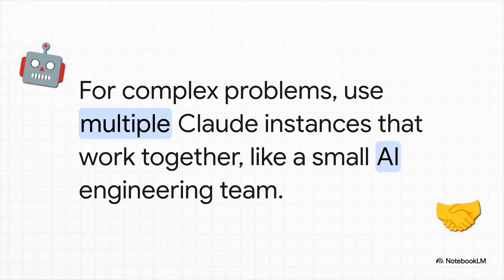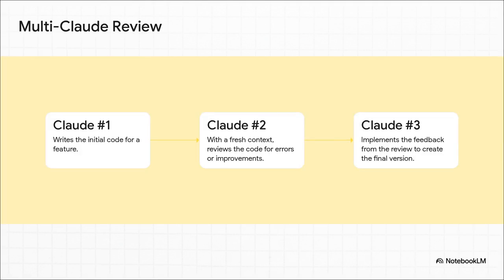And now for the truly ultimate technique. For the really complex, tricky problems, the most advanced users are taking it to a whole other level. They're not just using one instance of Claude. They're orchestrating multiple instances that collaborate with each other, almost like a tiny AI engineering team. A perfect example is a review workflow like this. You have one Claude instance, your coder, write the initial code. Then you start a completely fresh second instance whose only job is to be a code reviewer. It looks for bugs and suggests improvements. Finally, a third instance takes the original code and the review feedback and produces the final polished version. This separation of concerns creates incredibly high-quality code.